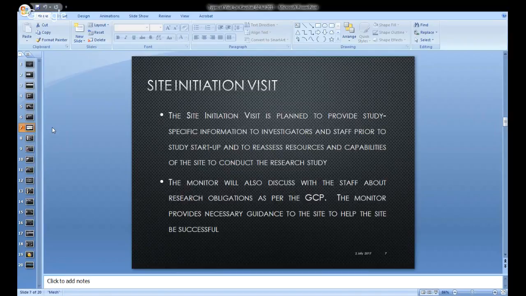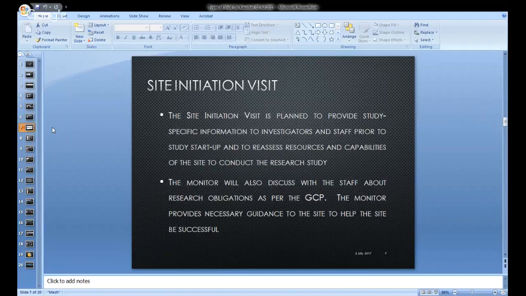So we did talk about the experience in clinical trials. We are very well aware that all the sites are experienced in conducting clinical trials, but even then a monitor has to ensure that the site is retrained on ICH GCP apart from the protocol requirements.